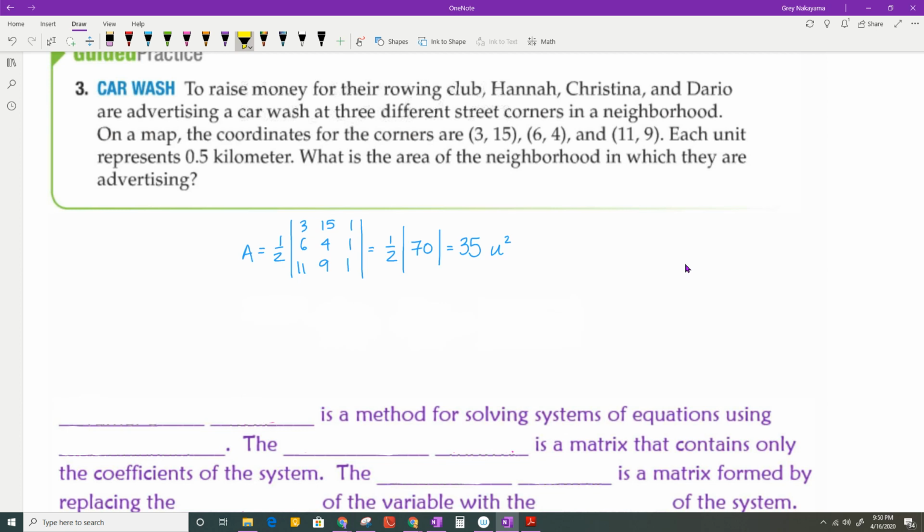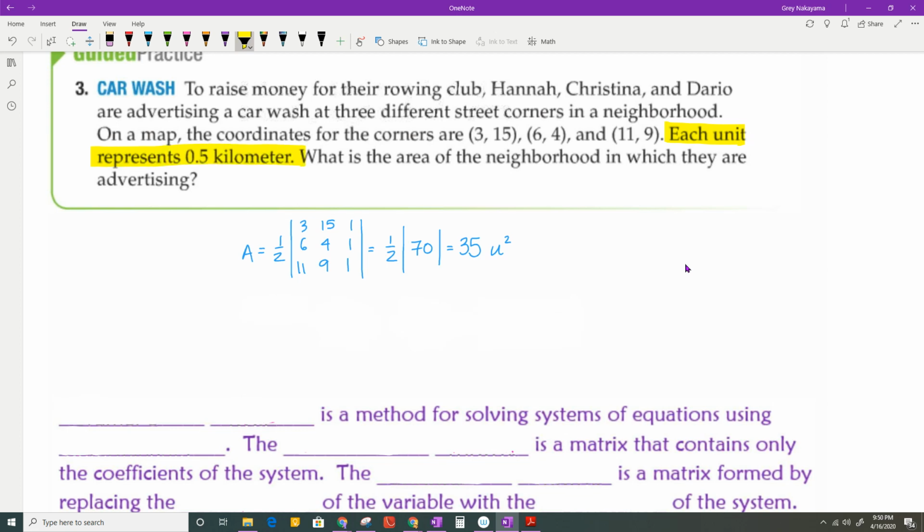They asked us, what is the area of the neighborhood? And each of these is representing a unit. Oh, each unit, here it is right here. I knew it was somewhere in there. Each unit represents 0.5 kilometers.